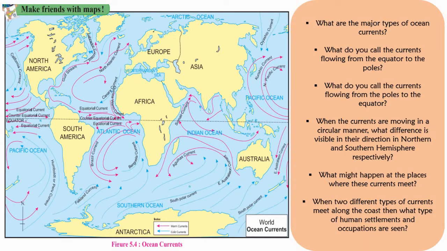When two different types of currents meet along a coast, what type of human settlements and occupations are seen? When two different types of currents meet along the coast, linear settlements are seen and the occupation is fishing.